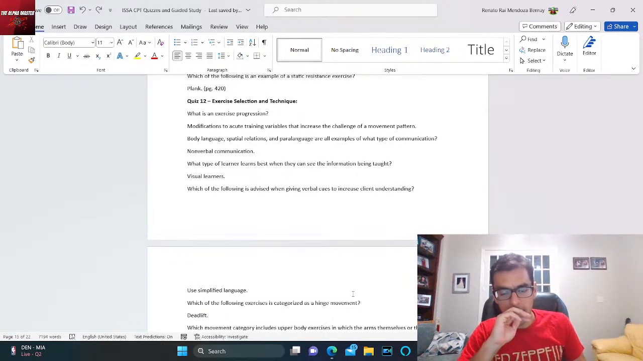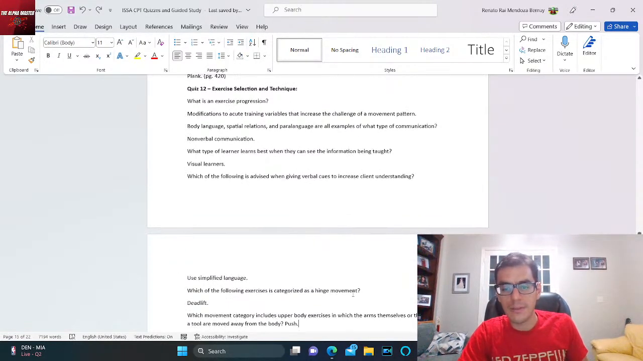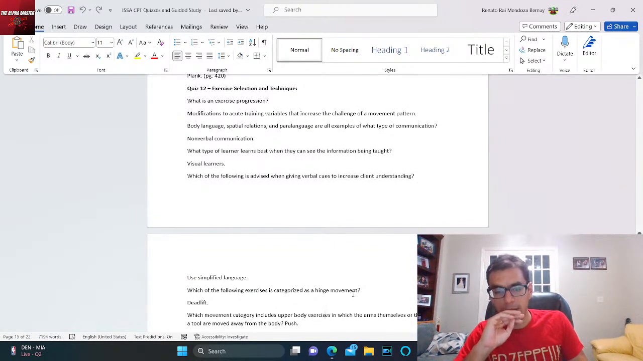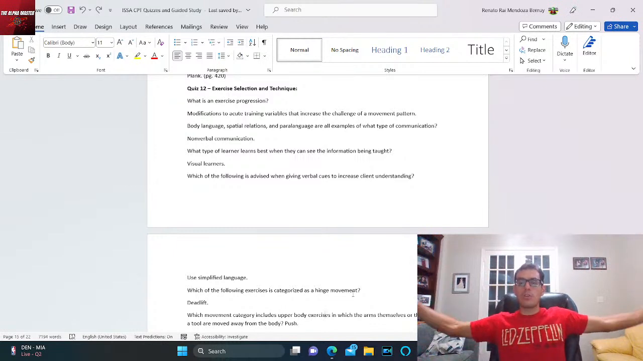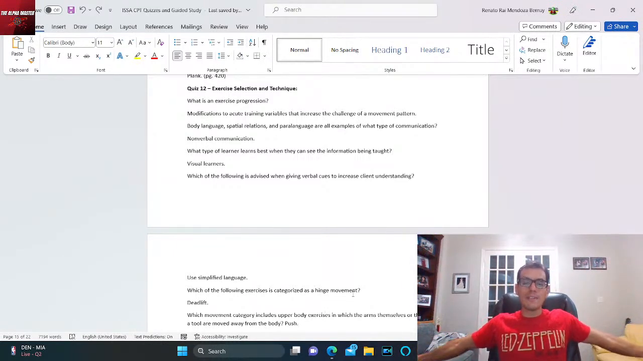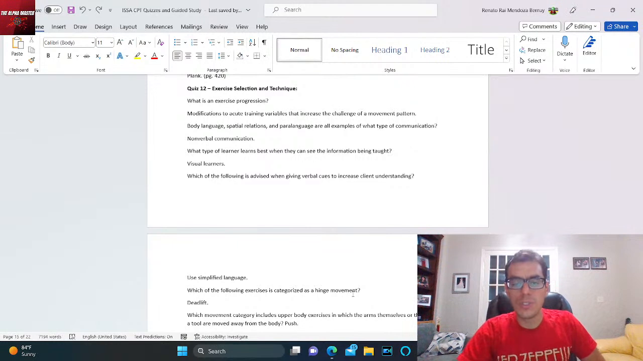And now, which movement category includes upper body exercises in which the arms themselves, or the arms and a tool, are moving away from the body? That's going to be the push.